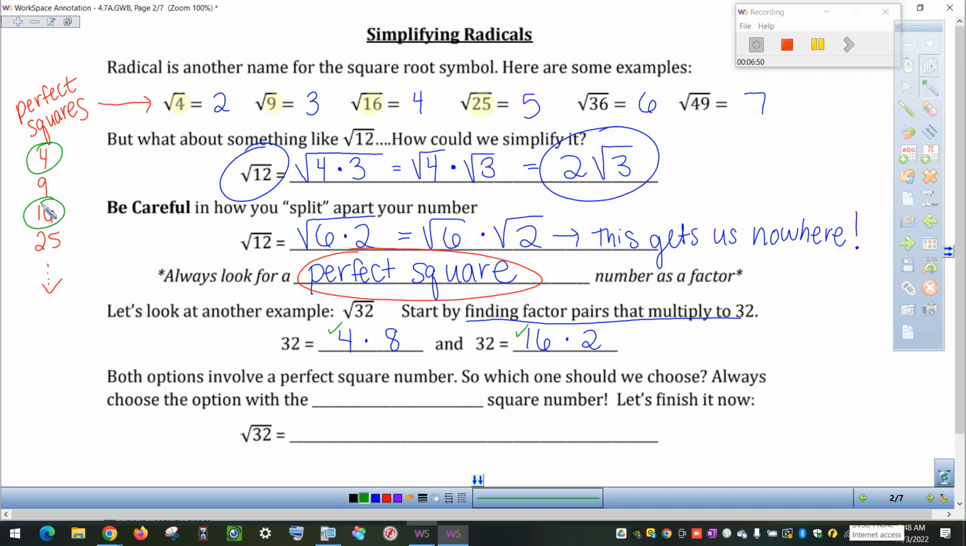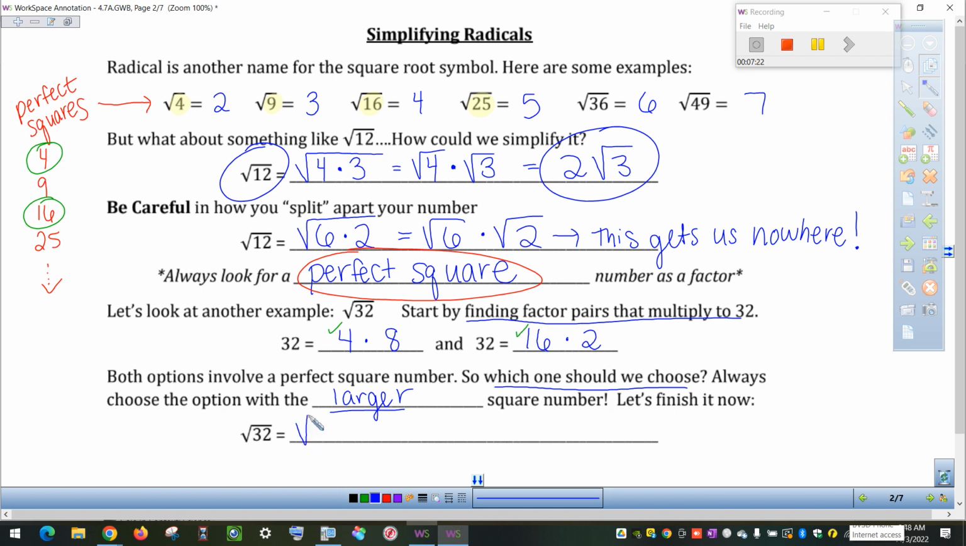So this is an interesting scenario because now we have two options. It looks like there's two ways that we can possibly pick this up, or split this up. So which one should we choose? It's always better to choose the option that has the larger square number if you have two options. And that's just because it's going to get you down to your final simplifying form a lot faster. So let's go ahead and finish that one now.